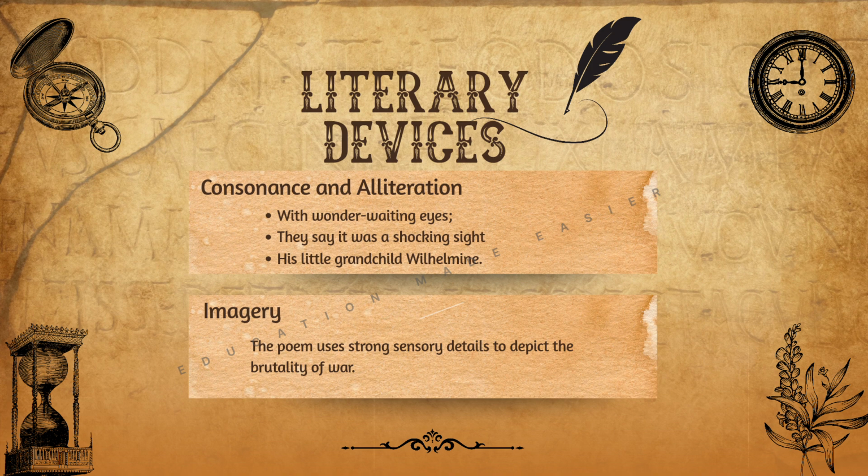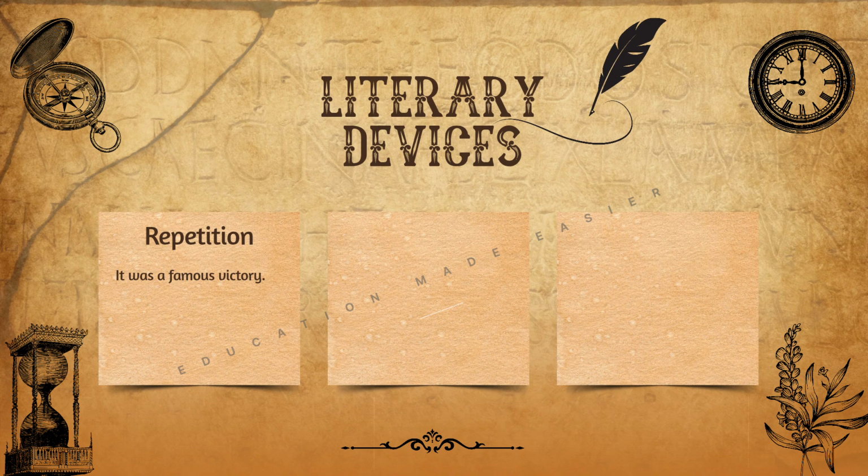The poet also used repetition, with the phrase "it was a famous victory" being used to show that for common people all that matters is victory. The cause of war or its aftermath does not actually bother them.